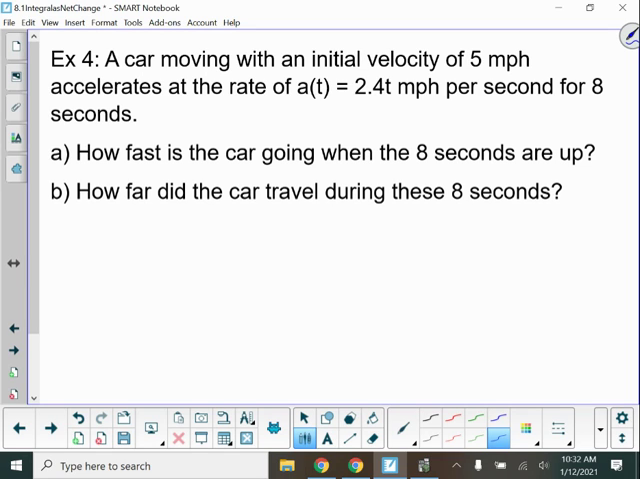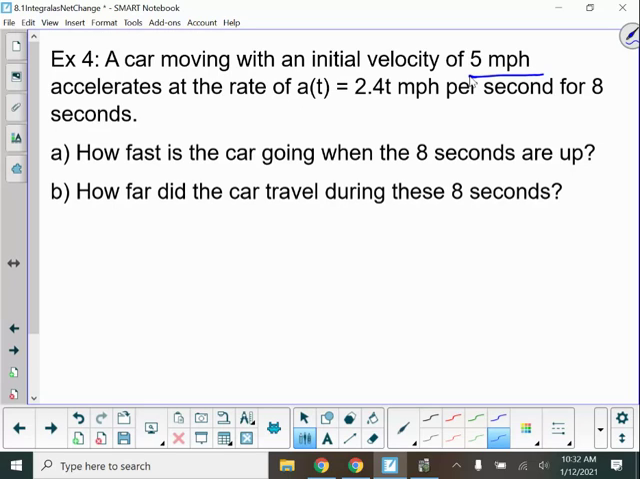This is your part 2 video for 8.1, integrals as net change. And we're going to pick up here with example 4. So we have a car moving with an initial velocity of 5 miles per hour, accelerates at the rate of a of t equals 2.4t miles per hour per second for 8 seconds.